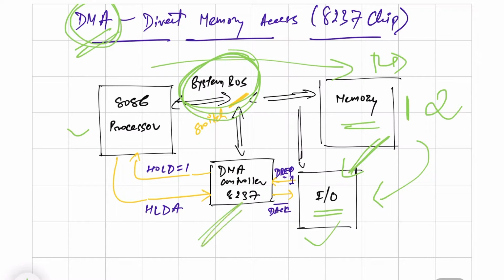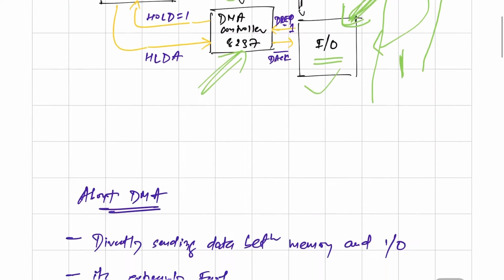So what does DMA do? It takes the control of the system bus from the microprocessor, and using this DMA controller you can directly transfer from memory to the input output device. The same task which was previously done in 2 clock cycles now gets completed in 1 clock cycle, and your processing gets faster. So that is the advantage of DMA. I hope this is clear.